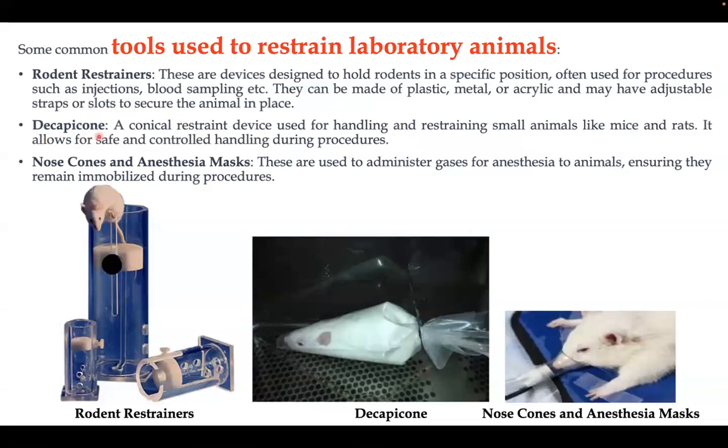Decapicone. You must have heard the term decapitation. That means the beheading or cutting of the head, right? So the decapicone is a cone-like structure made mostly of polythene, or maybe of flexible plastics as well. These are used for handling and restraining small animals like mice and rats.